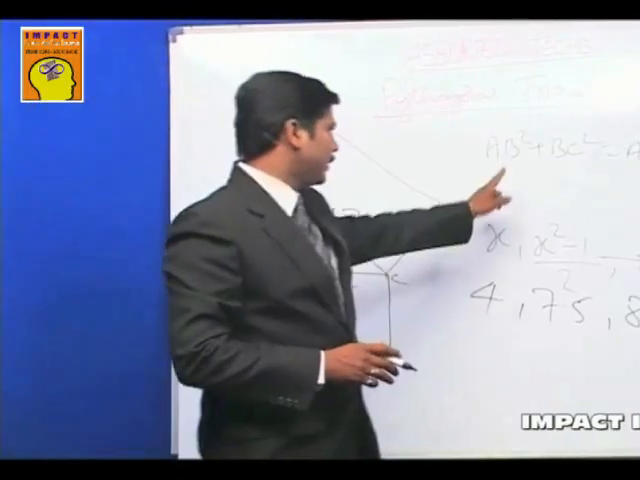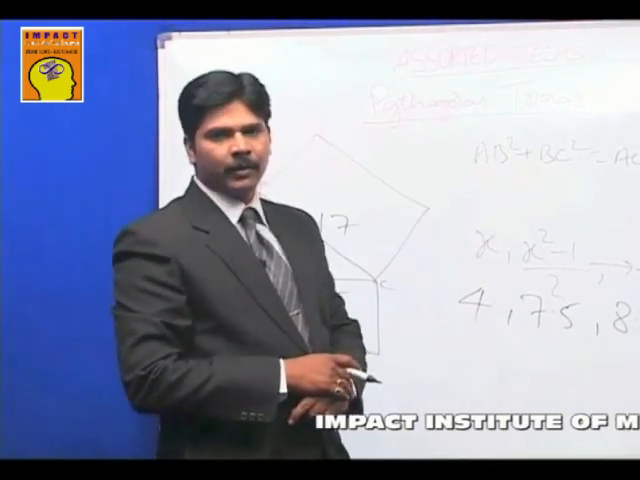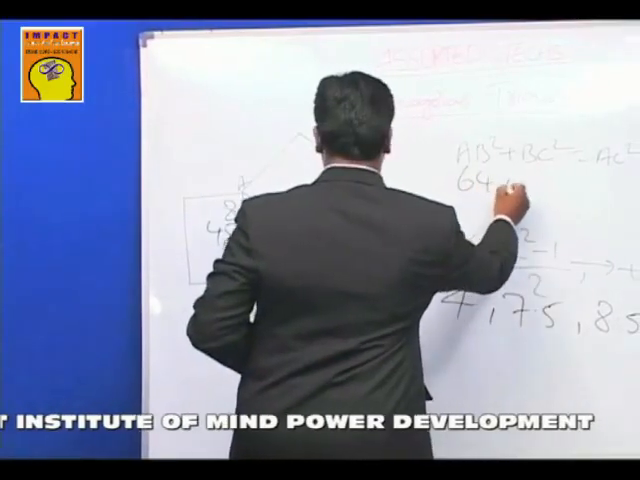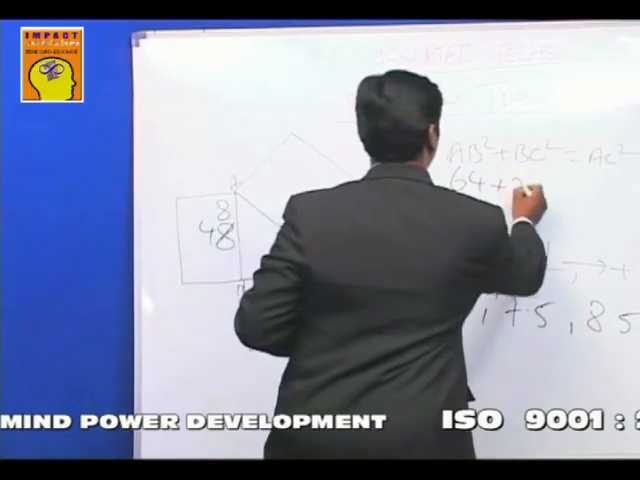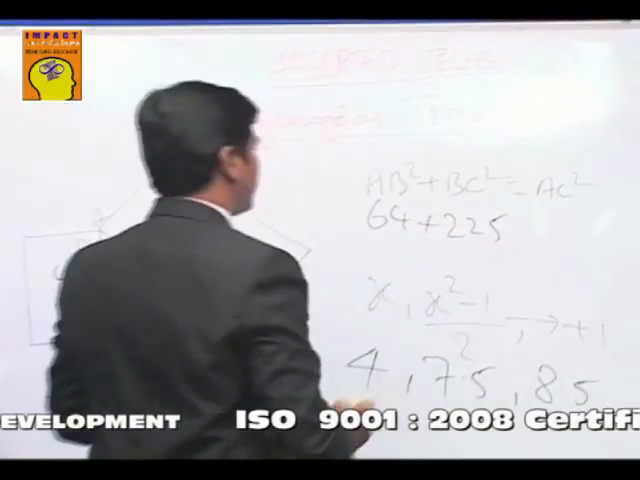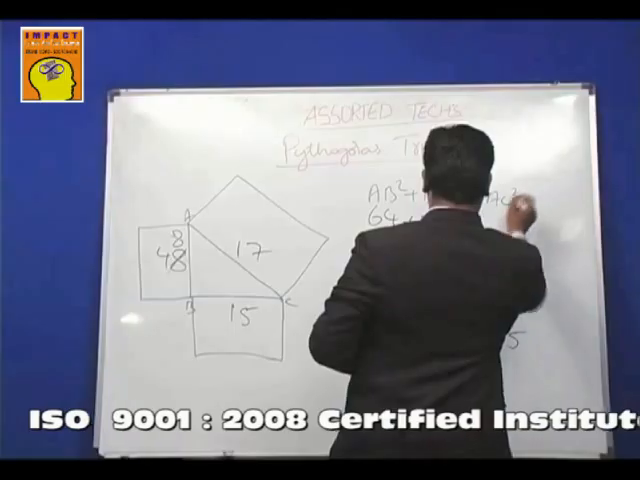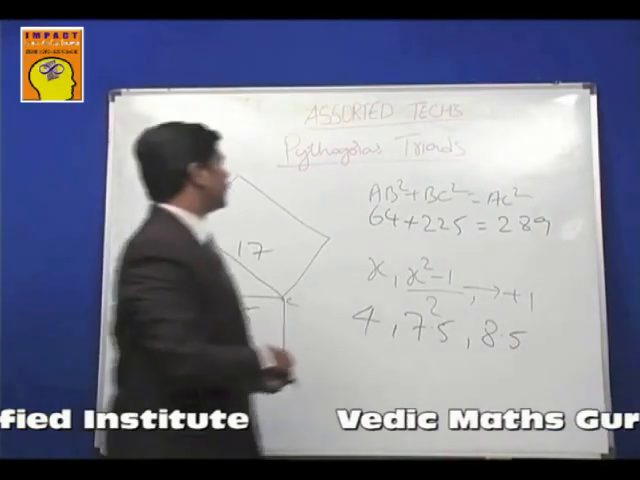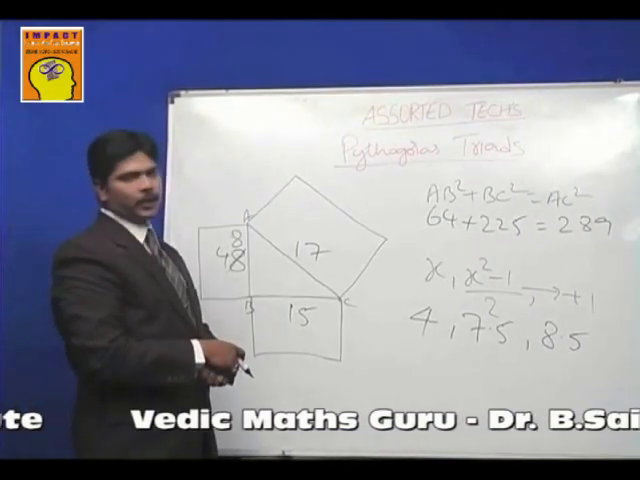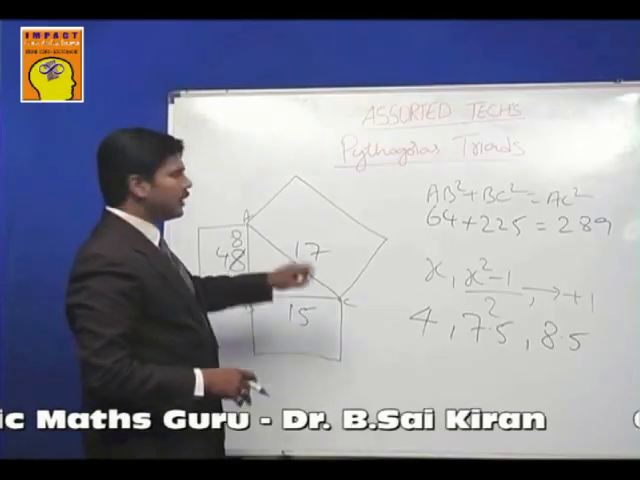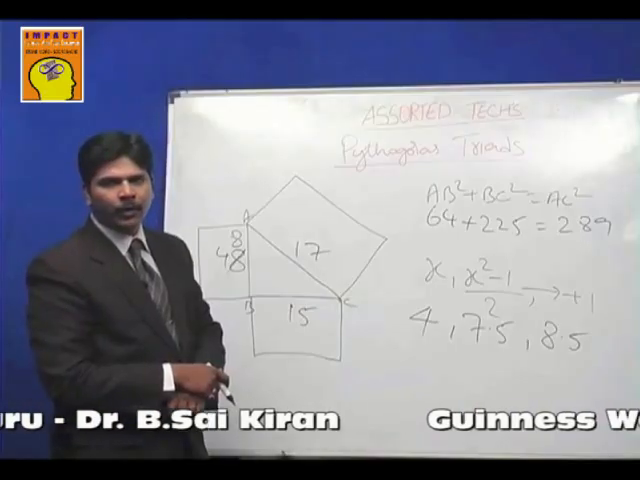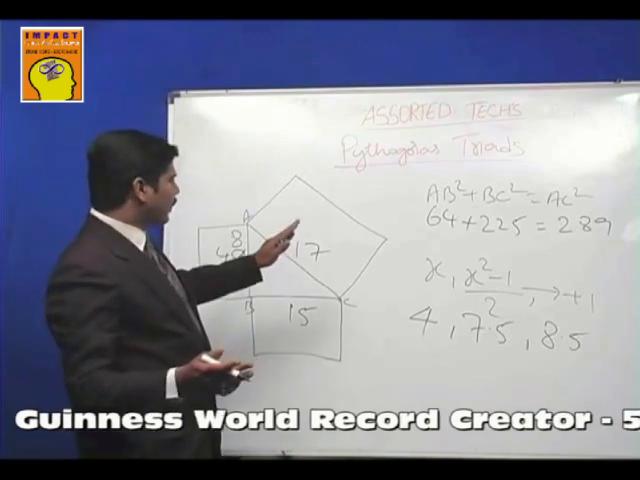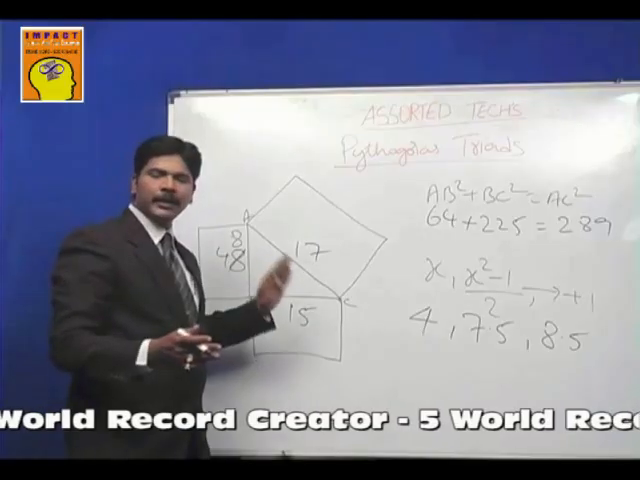Now we have to substitute this in the equation to check out whether the triads are right or wrong. Now 8 square is 64 plus 15 square is 225. So 64 plus 225 is 289. Now check out whether 17 square is 289 or not. Yes, 17 square is 289 and that's it. So when you get even numbers, you have to apply this method.